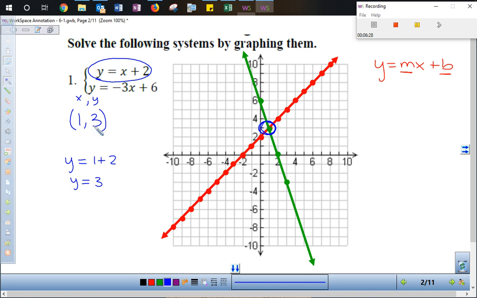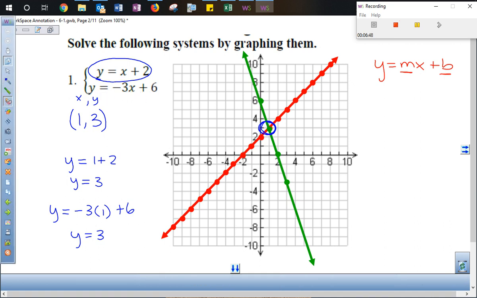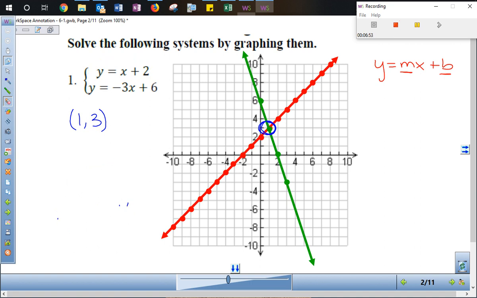And it will also work for my second equation. So y equals negative 3 times 1 plus 6. Well, negative 3 times 1 is negative 3, plus 6 is 3, so y equals 3. So in this equation as well, when x equals 1, y equals 3. Now that is the only ordered pair that will work for both of those lines.